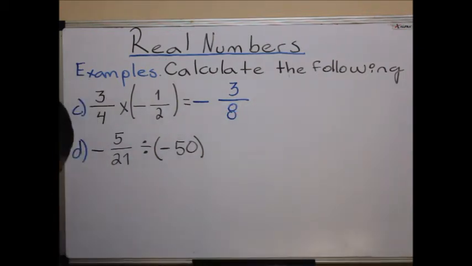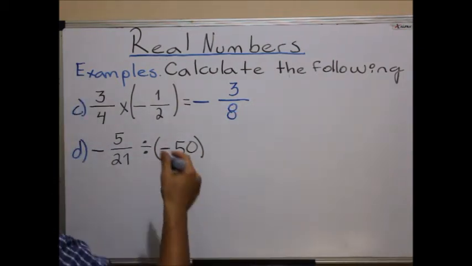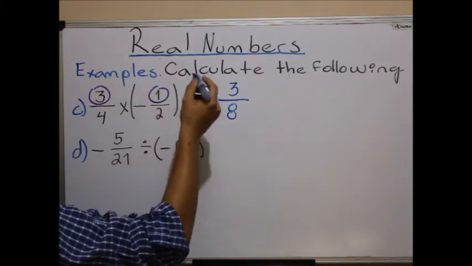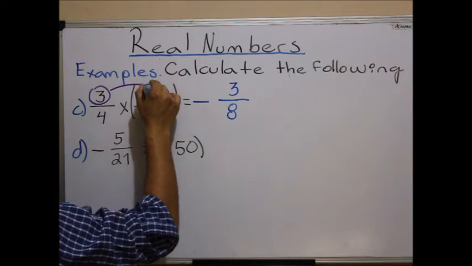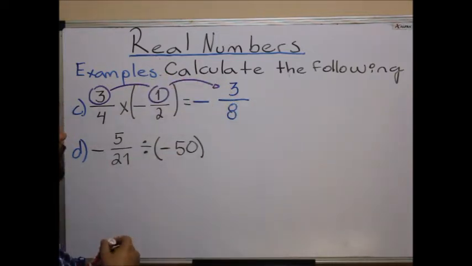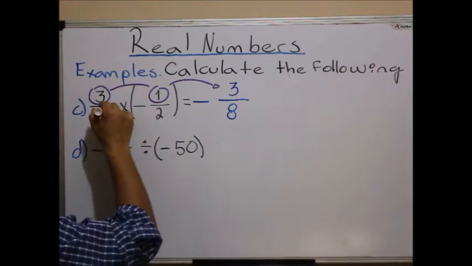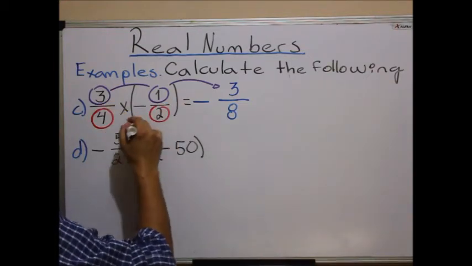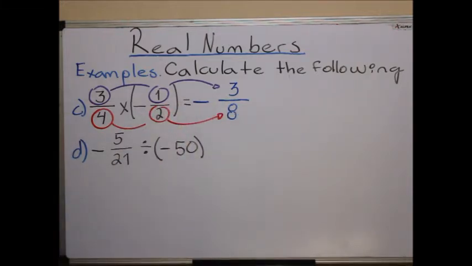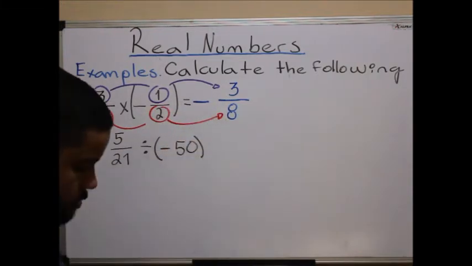Remember that when we multiply fractions, we take the numerators, we multiply them and we get our solution. And to find the denominator of our answer, we take the denominators of the exercise and multiply them to get that solution there.